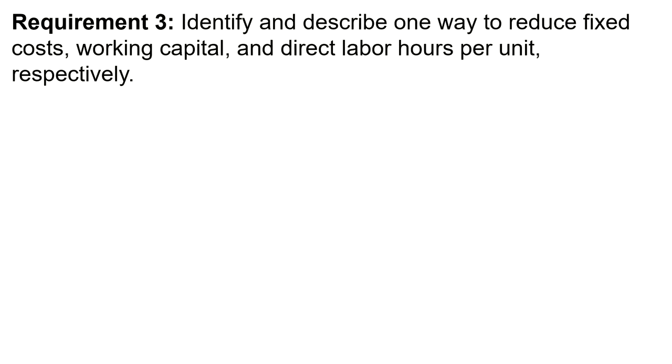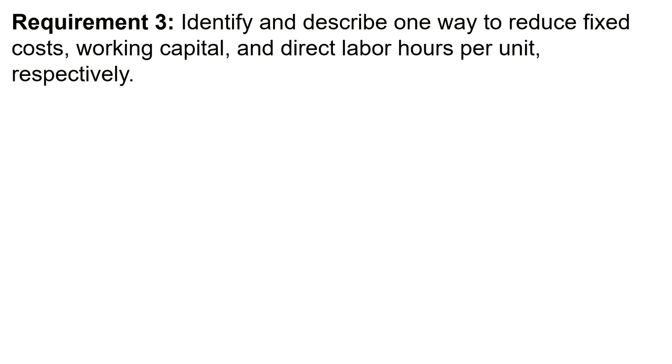And now we're really into kind of the theory part. We're done with the numbers, and we're just writing a little bit at this point. Requirement number 3, identify and describe one way to reduce fixed cost, working capital, and direct labor hours per unit, respectively. So we need one way to reduce fixed cost, one way to reduce working capital, and one way to reduce direct labor hours per unit.